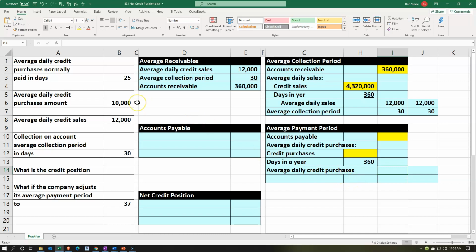They gave us the daily, not the yearly. So that actually equals the 10,000. I'm going to indent these, selecting these three. Home tab, alignment, increase the indenting, then select this item. Home tab, alignment, increase the indenting.